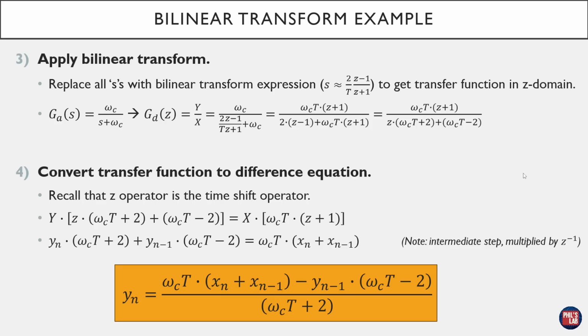From this continuous time transfer function, we can now apply the bilinear transform, remembering that all we have to do is replace every s we see with this bilinear transform expression, 2 over T times (z minus 1) over (z plus 1), and that then simply gets us to the transfer function in the z domain. And you can see already just by this expression that the math involved is a bit tedious, even for this very simple RC low-pass filter, so you can imagine how this scales for far more complicated systems.